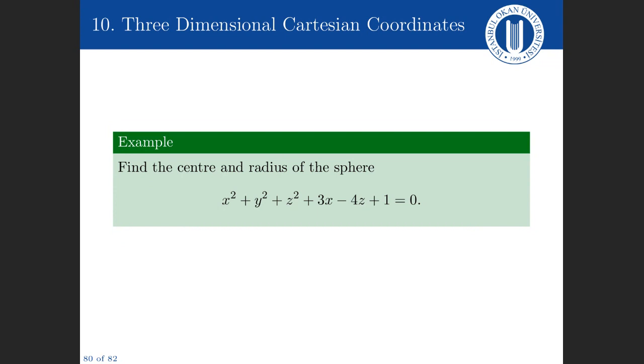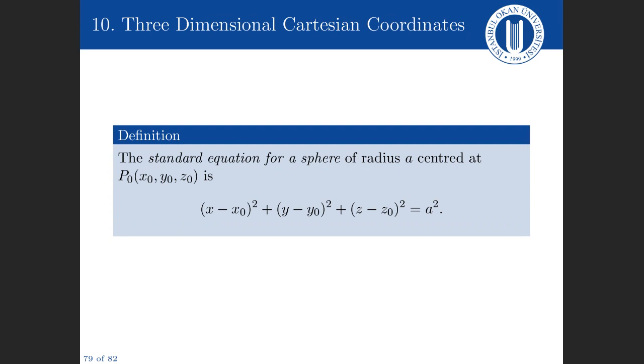And the type of questions I might give you are: find the center and the radius of the sphere x squared plus y squared plus z squared plus 3x minus 4z plus 1 is equal to 0. Now, wait a minute, that doesn't look like this. It's a slightly different form.